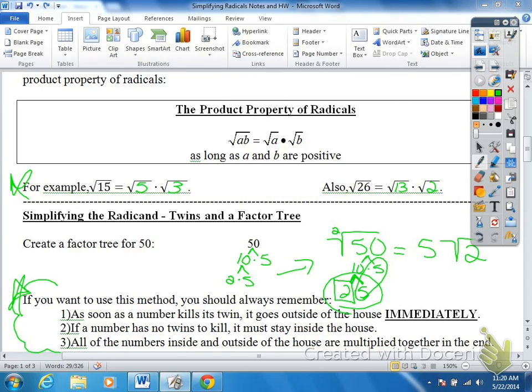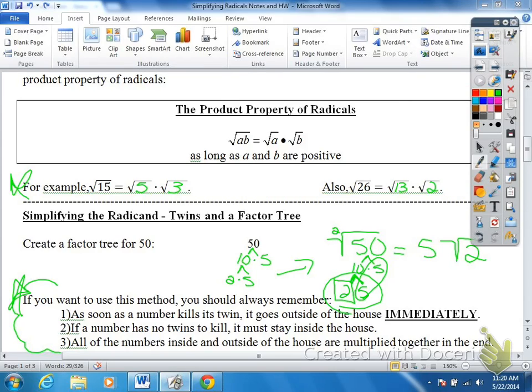It says, as soon as the number finds its twin, it goes outside the house. If a number has no twins, it must stay inside the house, which is exactly what we did there with the 2. All the numbers inside and outside the house are multiplied together in the end.